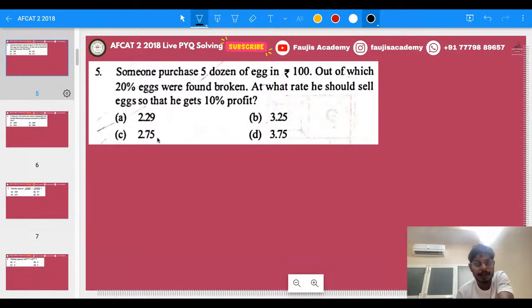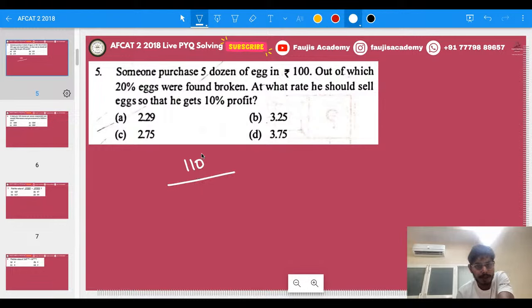Someone purchased 5 dozen eggs for 100 rupees, out of which 20% of eggs are broken. At what rate should he sell the eggs so that he gets 10% profit? He eventually needs to sell it for 110 rupees to get 10% profit.